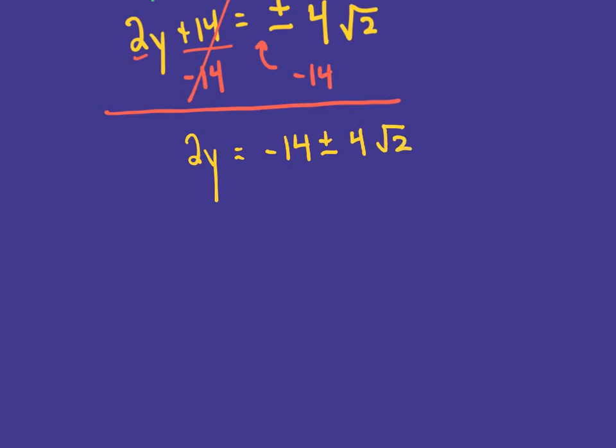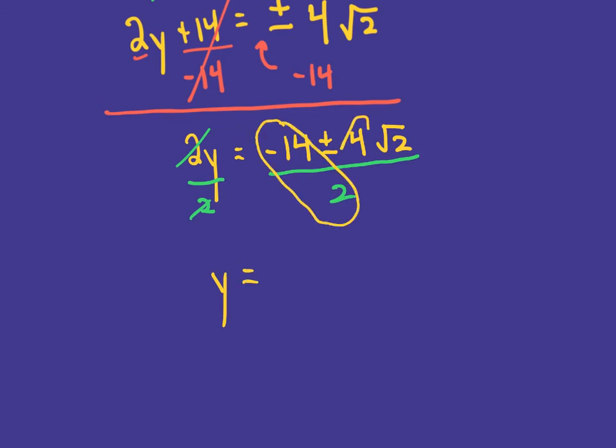And then the last step, we want to get that y by itself. Divide by 2. Y equals, I'm going to go ahead and divide both of these by 2. So negative 14 over 2 is negative 7, plus or minus 4 over 2, which is 2, square root of 2.